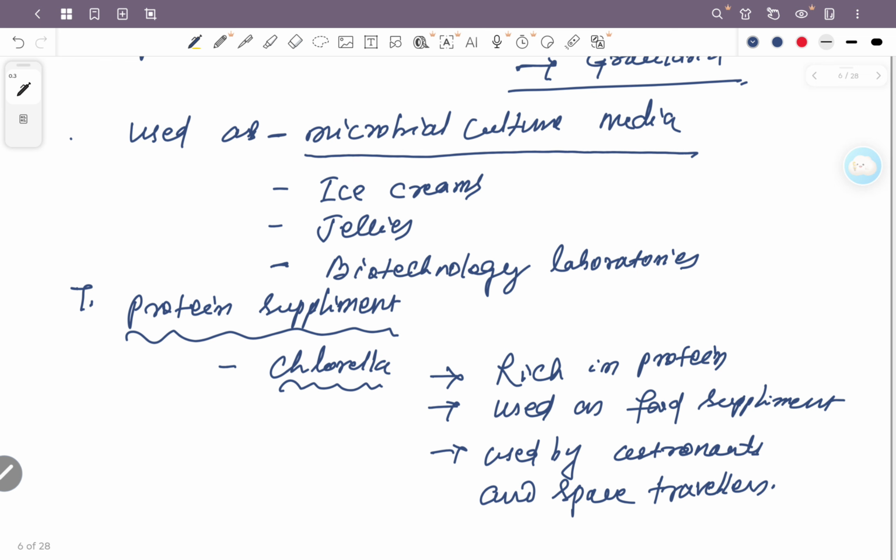Okay, so this is all about the importance of algae, their economic importance. In the next session we'll be discussing the classification of algae. So till then, children, note this down and try to remember these examples of algae, their uses and classification. Okay, till then, bye bye, thank you.